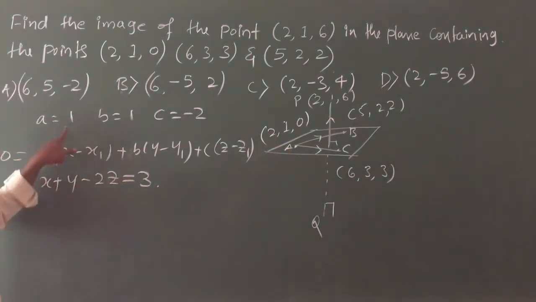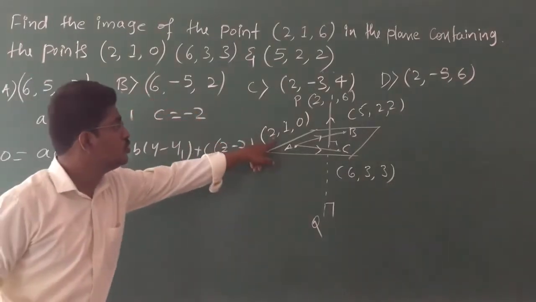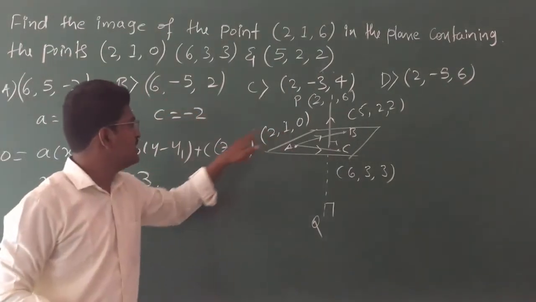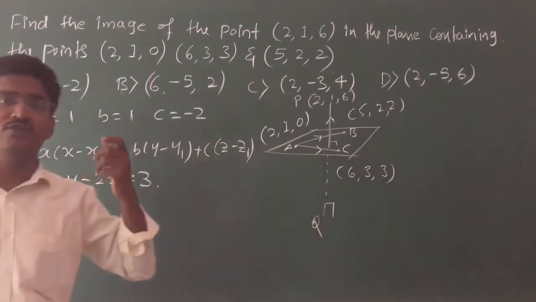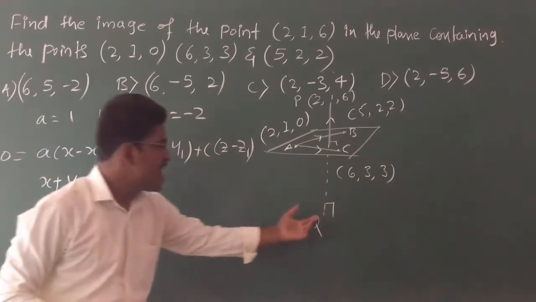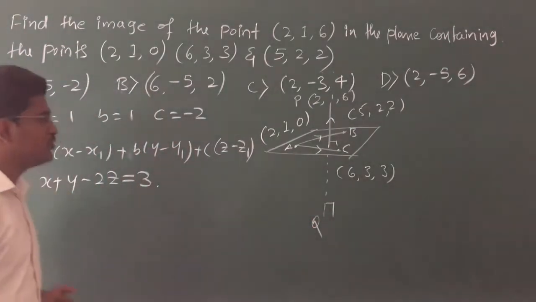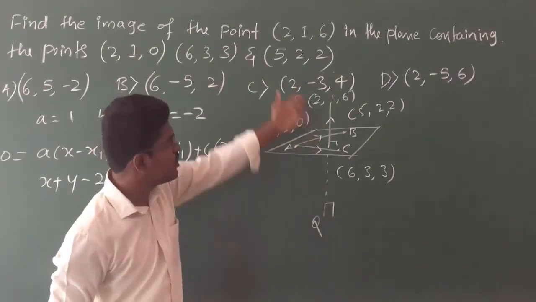Clear? Here A is 1, B is 1, C is minus 2, x1 is 2, y1 is 1, z1 is 0. So if I simplify that, x plus y minus 2z will be equal to 3. After getting this, I have to calculate Q. So Q is on this line. So I will solve the equation of this line.